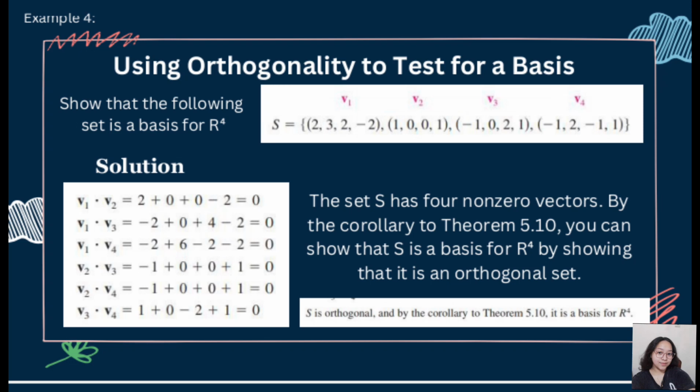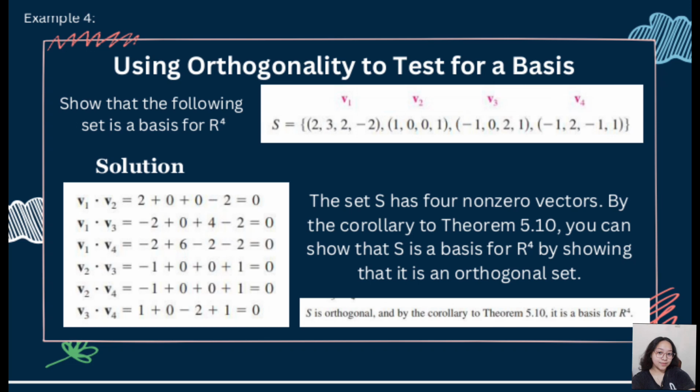So, in multiplying v1 and v2, we got 2 plus 0 plus 0 minus 2 is equal to 0. Since you can see here that all the answers, all the inner products, are equal to 0. Therefore, we can say that the set S has 4 non-zero vectors.